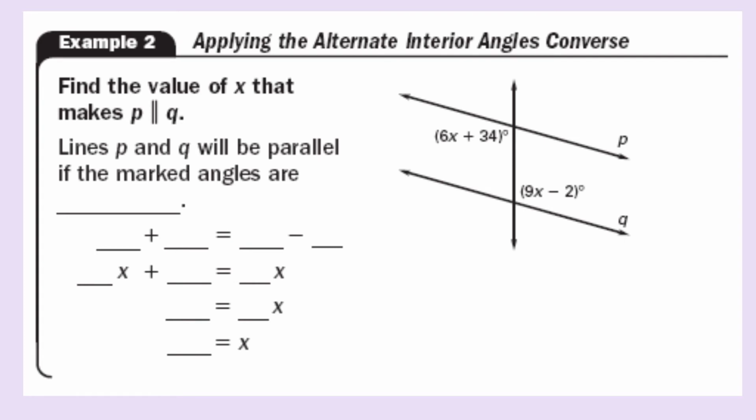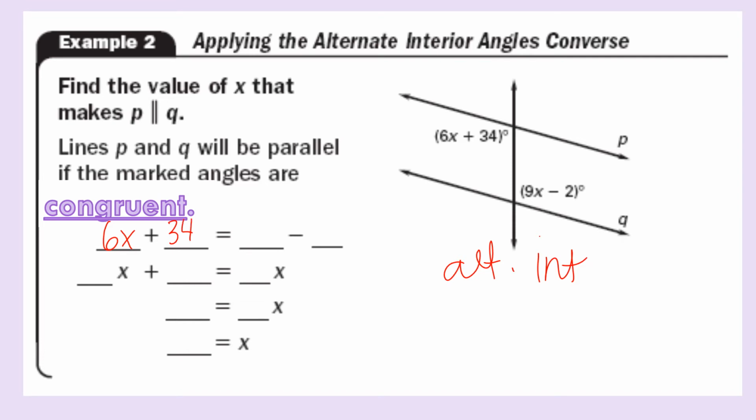All right, so flip your page over, find the value of X that makes P parallel to Q. Lines P and Q will be parallel if the marked angles are. What type of angles are these? They are alternate interior angles, and in order for P and Q to be parallel, those two angles need to be congruent. So we can solve for X to see what it would need to be in order for my lines to be parallel.